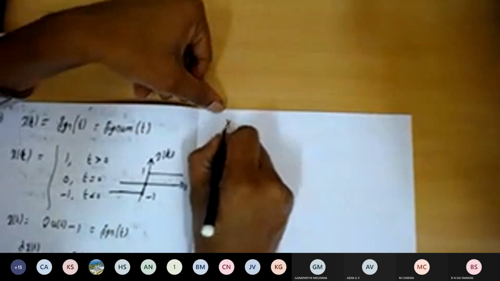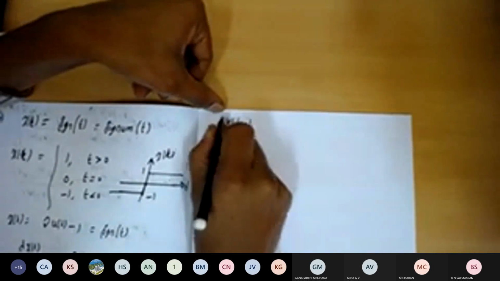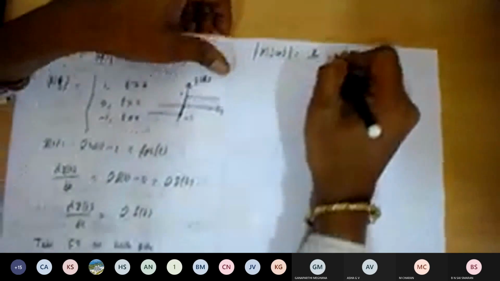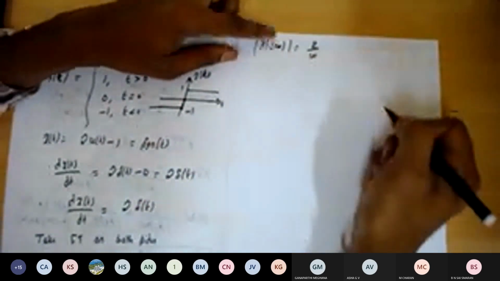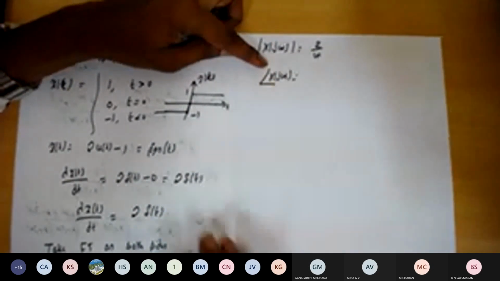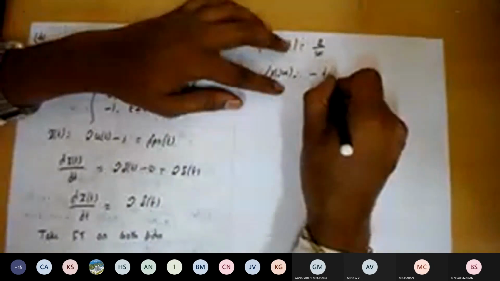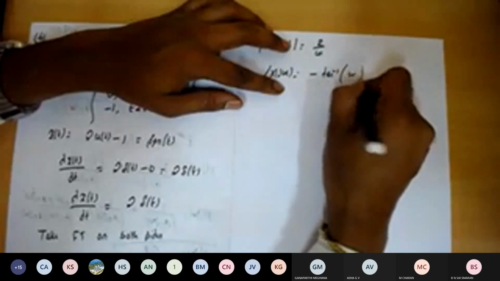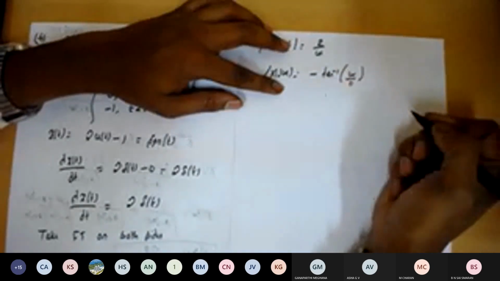So the magnitude of x of j omega is equal to 2 divided by omega. That is the magnitude response we'll get here. And the phase response, angle of x of j omega, since it is in the denominator, I should take it as minus tan inverse of omega by 0.